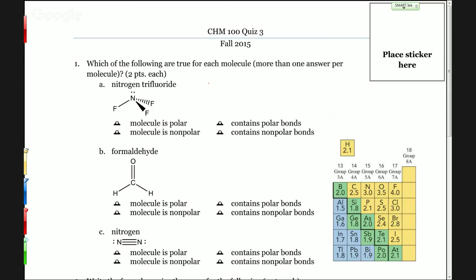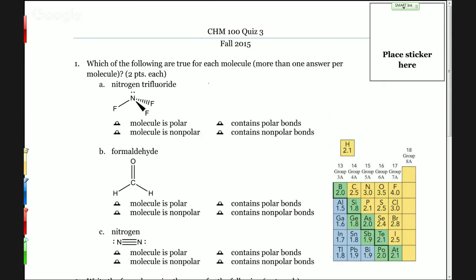We talked about these differences in electronegativity that lead to polar bonds, and then we can look at the molecule as a whole, and if we know its shape, we can determine whether that whole molecule will be considered polar or not. So we're going to do that here. Nitrogen trifluoride, the first one.